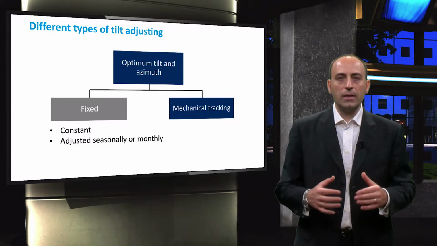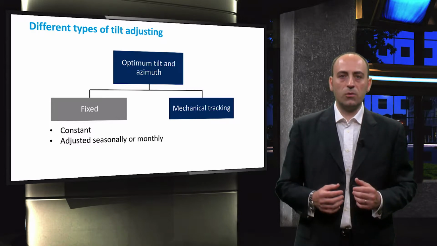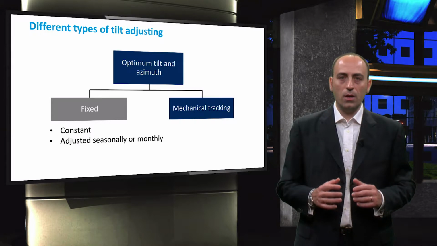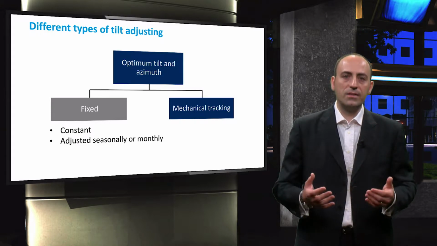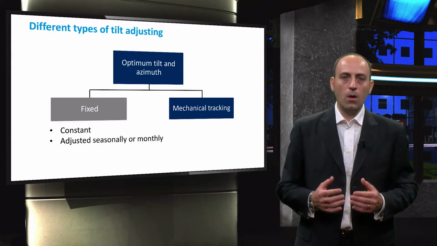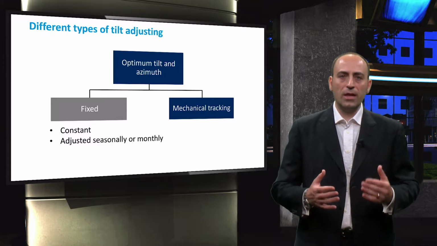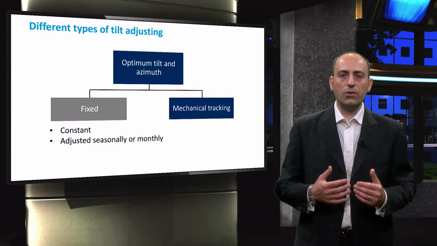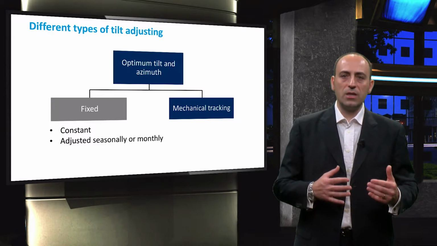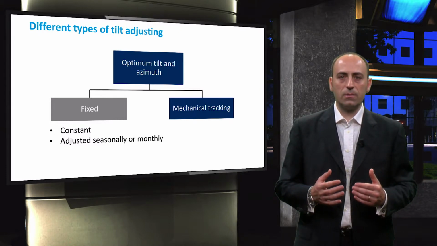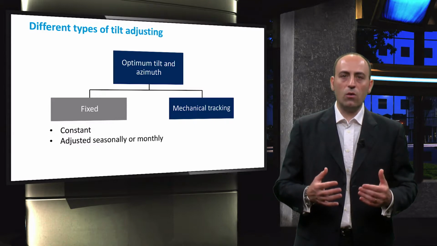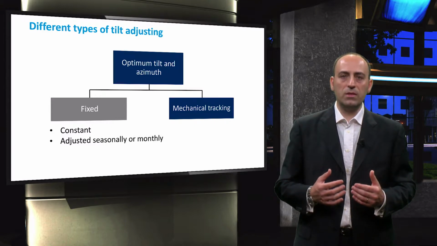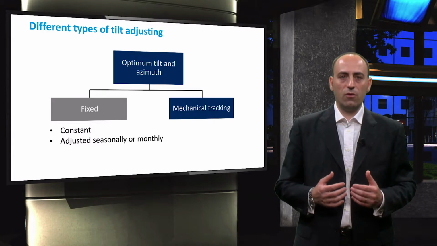The PV panel can have a constant fixed position throughout the whole year. This occurs, for example, in a residential photovoltaic system. We can also have a system with an adjustable tilt angle. Indeed, the further we move away from the equator, the larger the difference between summer and winter irradiance becomes. Therefore, a seasonally or even monthly adjustable PV system will achieve a better performance.